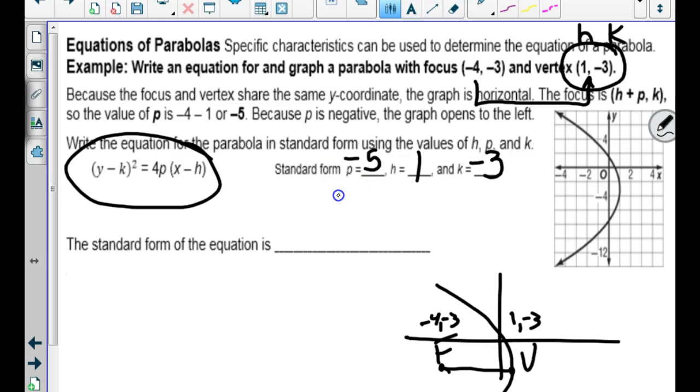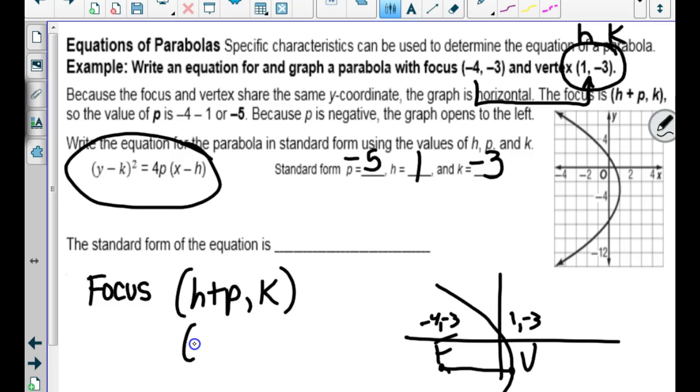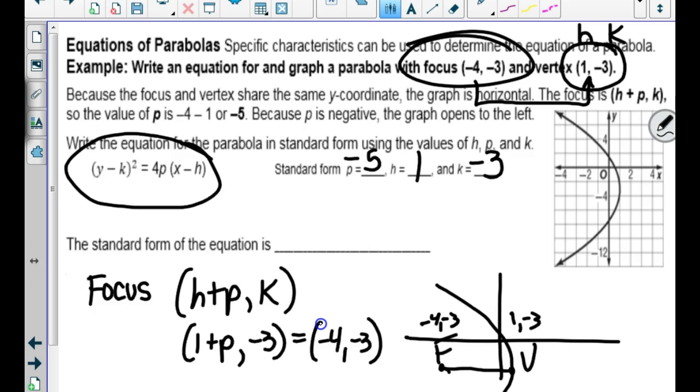Okay, those of you who are totally lost, what does it say for focus when it's going sideways? What's the formula for focus when it's going sideways? H plus P, comma K. Well, you know H was 1 and K was -3. What did they give us at the beginning for the focal point? (-4, -3). So looking at this, can you write an equation right there? 1 plus P has to be -4, so P would be, you subtract 1, you get P is -5.